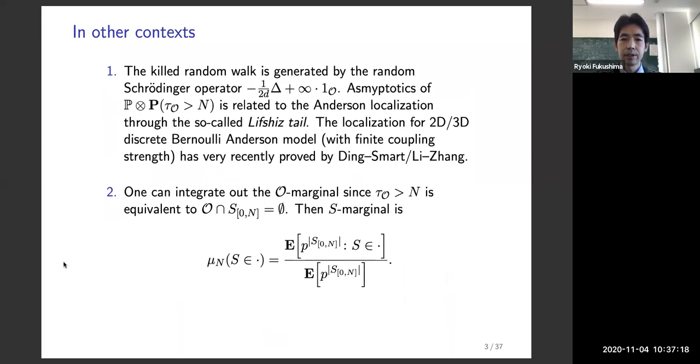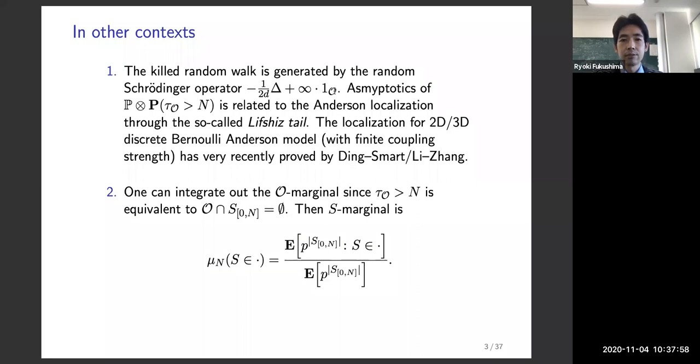Let me briefly tell you some other contexts where this kind of problem appears. It's a kind of background. If you look at the generator of this killed random walk, then it is, at least formally, written as a random Schrödinger operator. This 1/2d times the Laplacian is just the generator of the random walk, and then killing can be described by this potential. It's an infinite potential supported on the discrete set O. It's just a formal expression, but you can write the generator in this way. So it's a random Schrödinger operator.